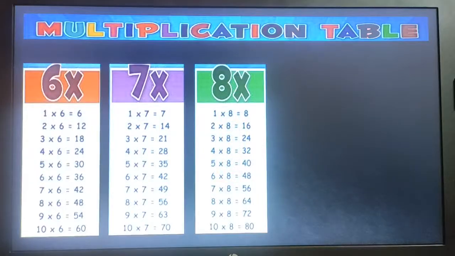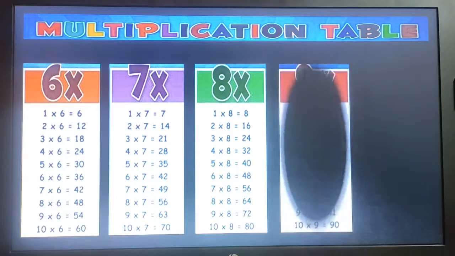8's table. 1 into 8 is 8, 2 into 8 is 16, 3 into 8 is 24, 4 into 8 is 32, 5 into 8 is 40, 6 into 8 is 48, 7 into 8 is 56, 8 into 8 is 64, 9 into 8 is 72, 10 into 8 is 80.